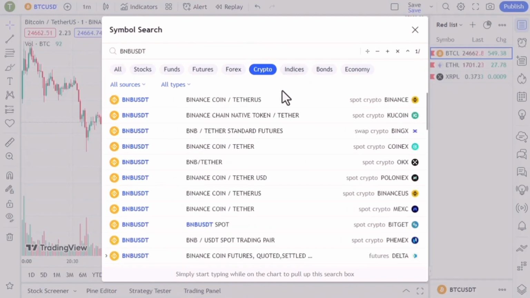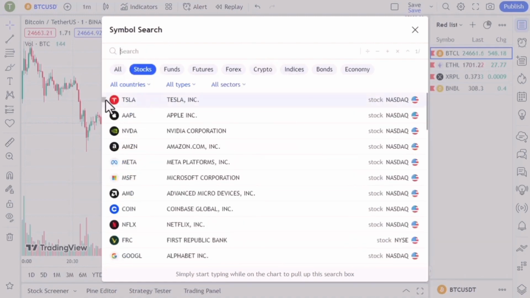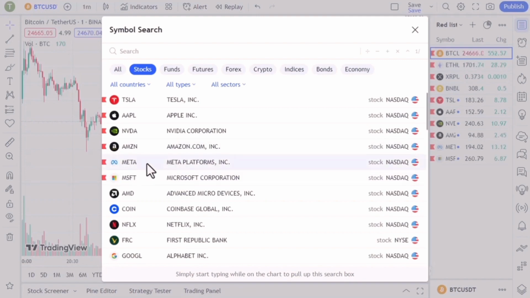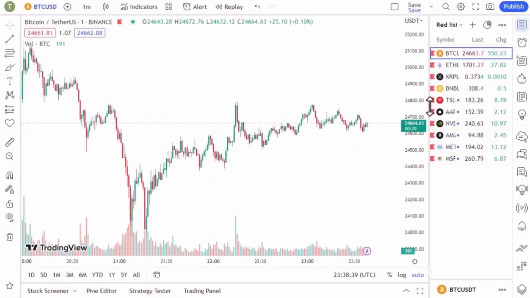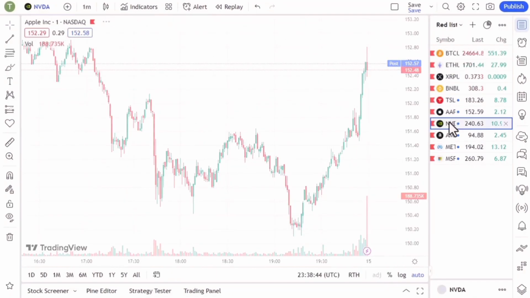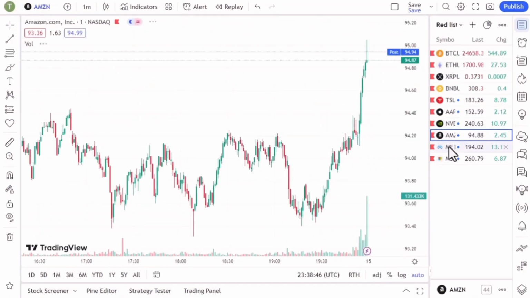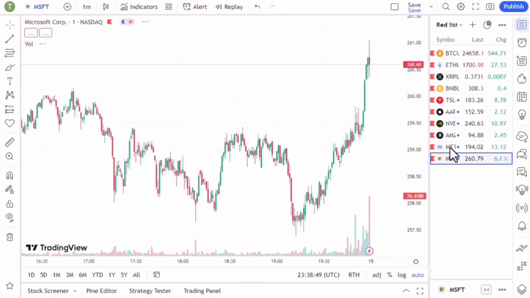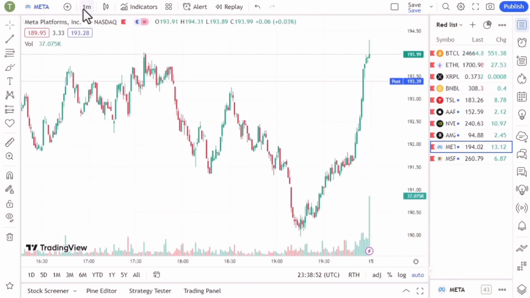So let's do some stocks too. Okay, some stocks, for example, Tesla, Apple, Nvidia, Amazon, Meta, Microsoft. You can see all the charts here, no differences. You can see almost everything here. So we have our list here. Whenever I want to check a list, I just click on the one that I want to check.